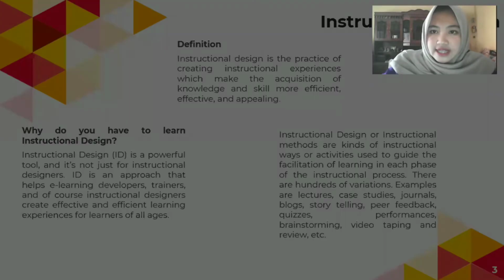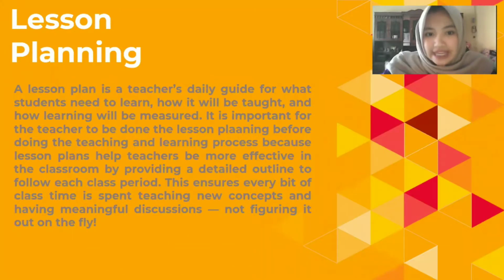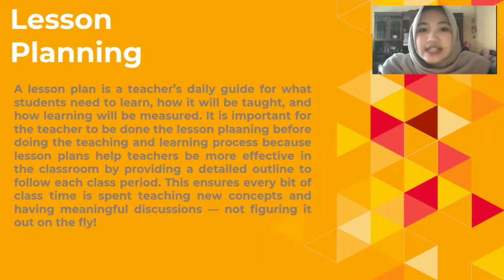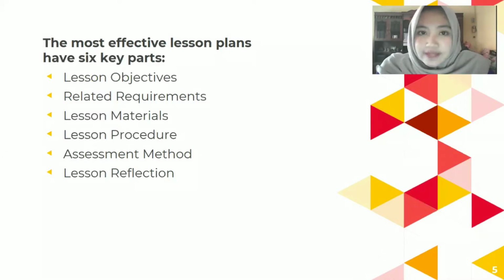And then the next is about lesson planning. What is lesson planning? A lesson plan is a teacher's daily guide for what students need to learn, how it will be taught, and how learning will be measured. And then the most effective lesson plans have 6 key parts. The first is lesson objective, the second is related requirements, then lesson materials, lesson procedure, assessment method, and the last one is lesson reflection.